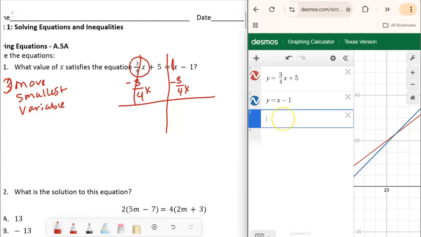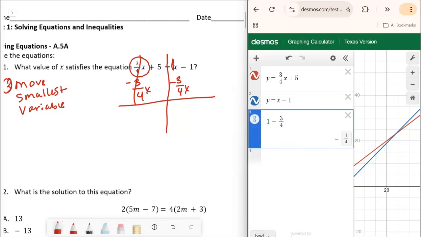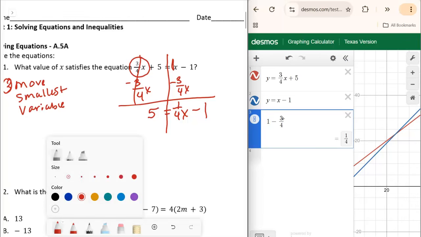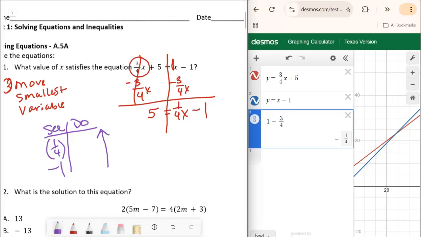You can type it in Desmos. You can do 1 minus 3 over 4. Hit the fraction button. That gives me a positive 1/4 x. Bring everything else down. Minus 1 equals. Bring down the 5. And then you can do step 4 to get the answer. I see that my x is multiplying by 1/4 and they subtracted 1. So you would do the opposite to get your answer.